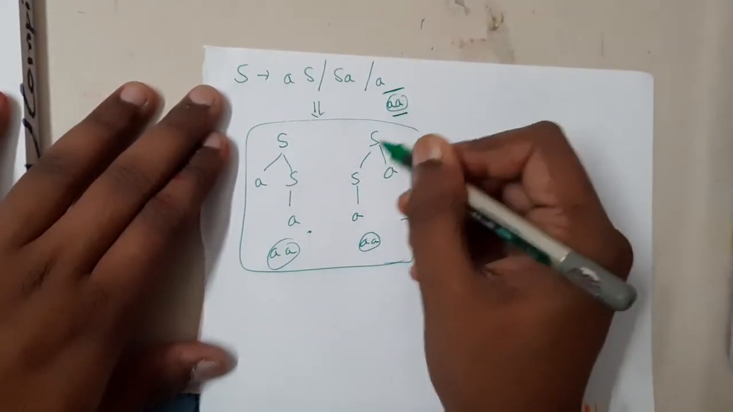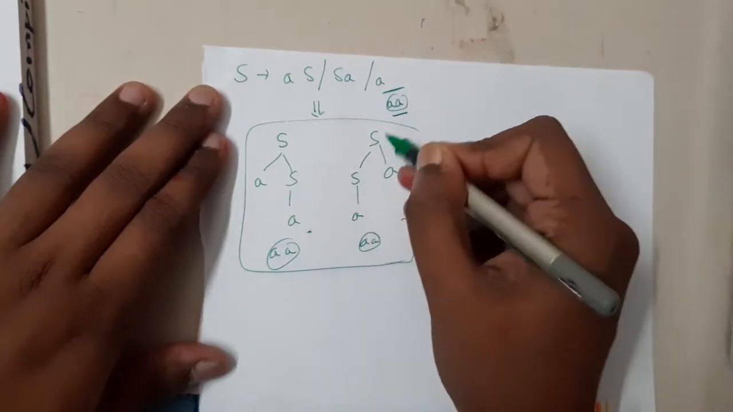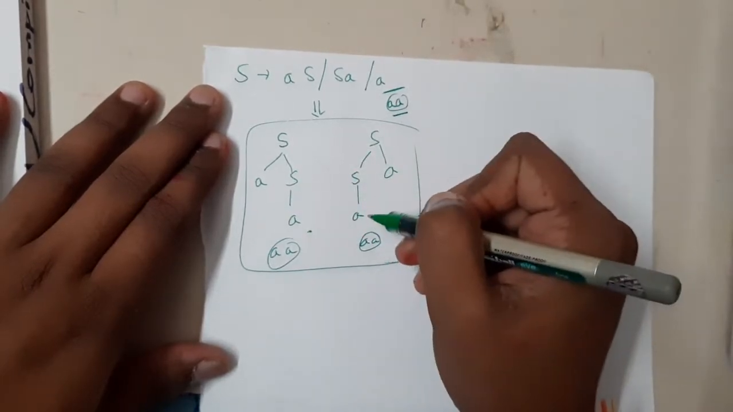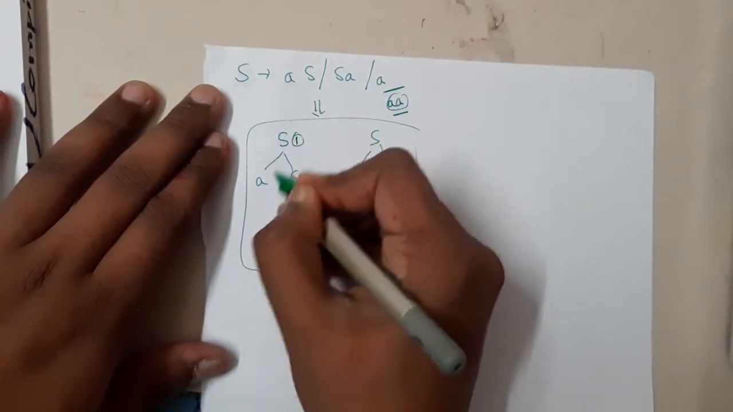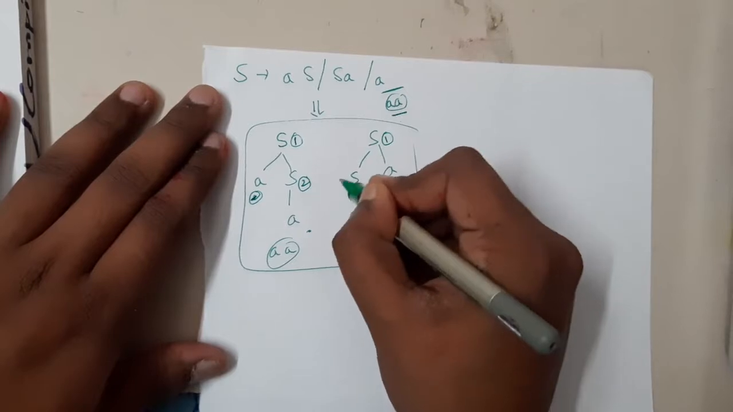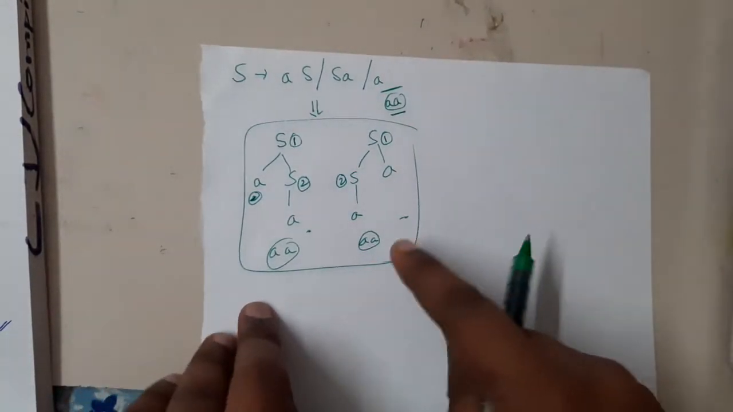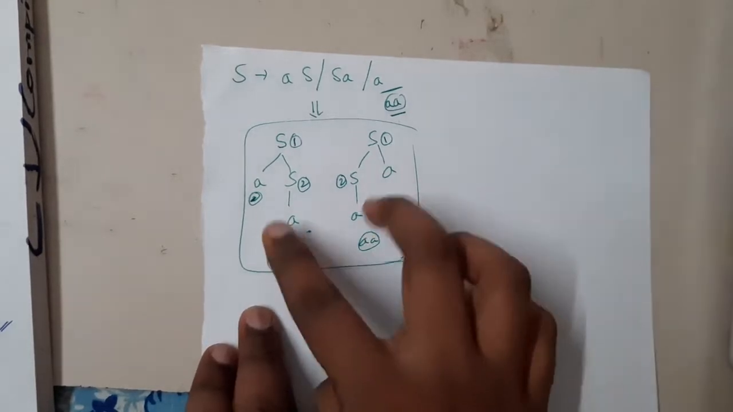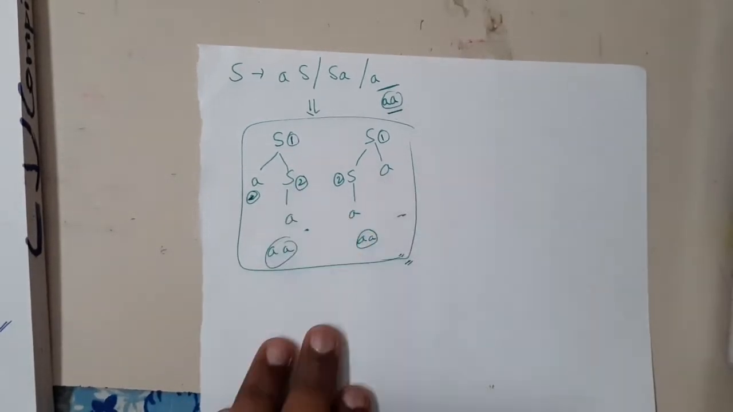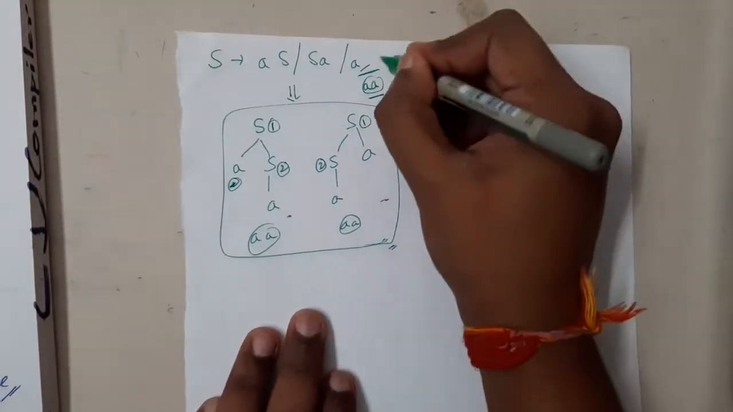I want to generate aa by using leftmost derivation. Assume that you are using leftmost derivation, you will get the same result. This is also leftmost derivation, you will get the same result. The left side you will solve first, so 1, 2. Just by using leftmost derivation, we are able to get the same result using two different trees. So now we can conclude that this particular grammar is an ambiguous grammar.